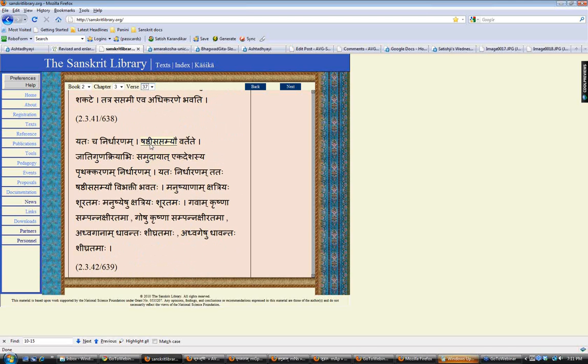Shashthi Saptamyau vartete. Shashthi and Saptami, and then Jati Guna Kriyabhih Samudayat Ekadeshasya Prithak Karanam Nirdharanam. When you distinguish one element from the group on the basis of Jati, Guna or Kriya, that's called Nirdharanam. And the group from which the element is distinguished will take Shashthi or Saptami. So Yatashcha Nirdharanam, tatah Shashthi Saptamyau vibhakti bhavatah. Manushyanam Kshatriyah Shuratamah, Manusheshu Kshatriyah Shuratamah. So among men, the Kshatriya is the bravest. So that's the one we saw. So that pretty much completes this one.